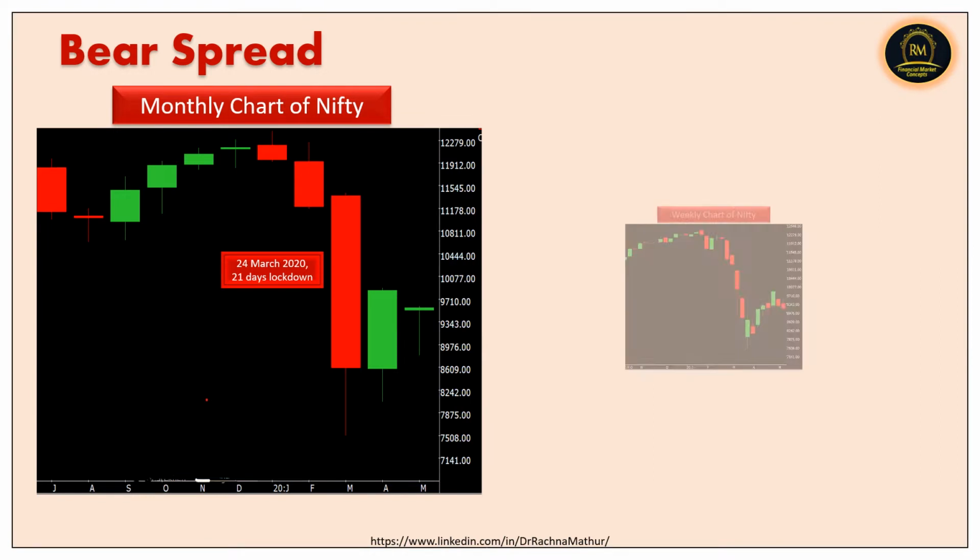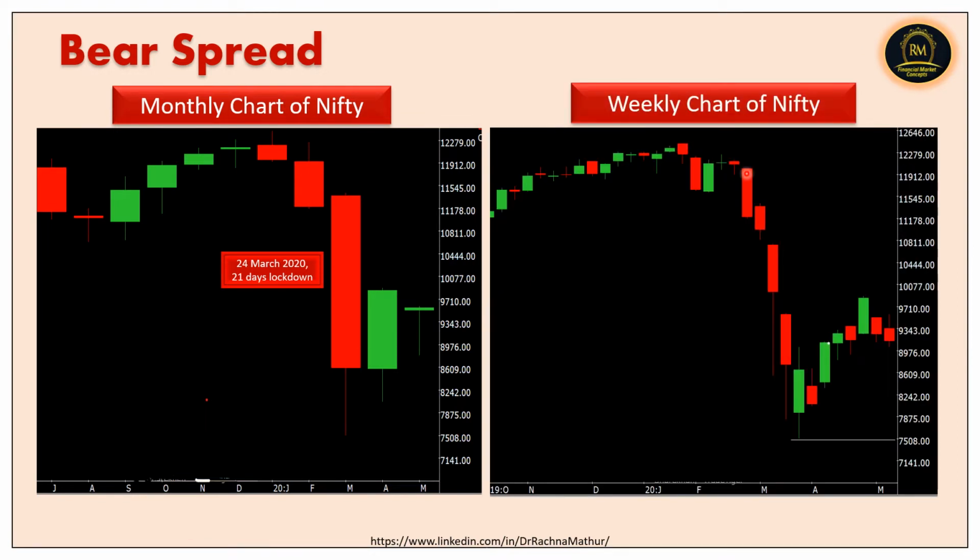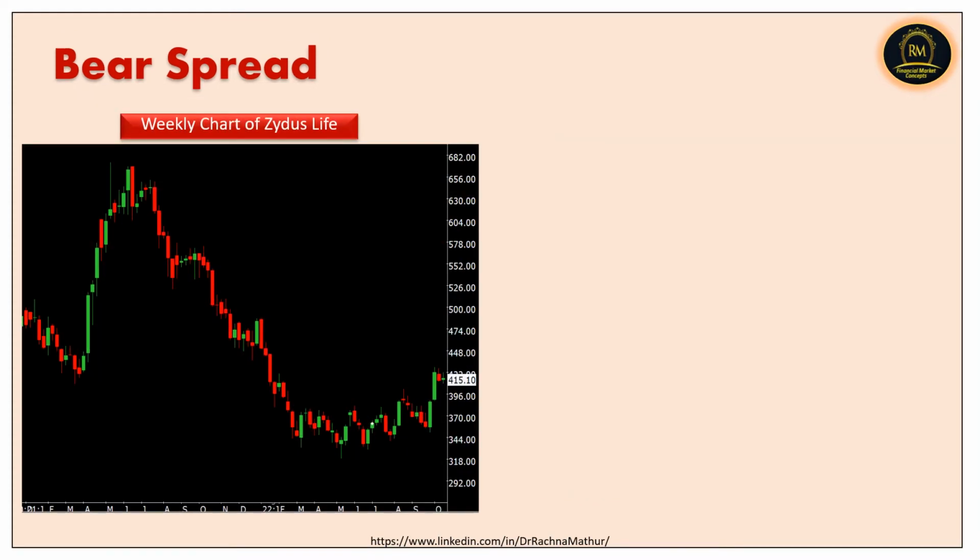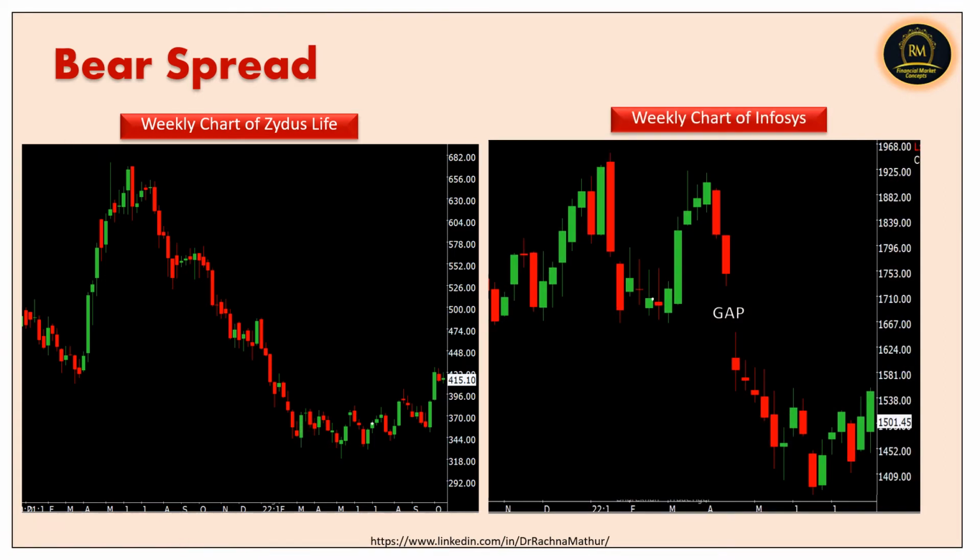If we see this monthly chart as a weekly chart, we will find a more beautiful downturn move with these red candles. This shows a bearish move in the market where investors lost confidence in the market and the market became panic. Here we can see a weekly chart of Zydus Life, and this is also showing a bearish move in the market. The market is falling down. Another chart, a weekly chart of Infosys, where we can see a sharp fall of the market with a gap.